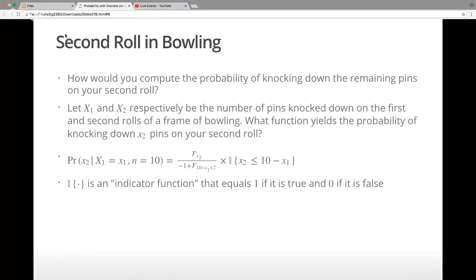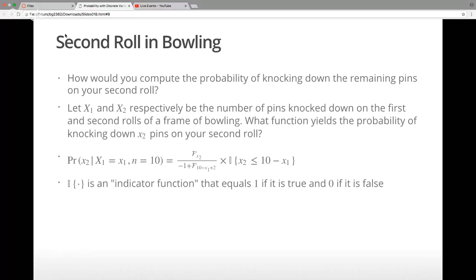and that's indicated by this so-called indicator function. So an indicator function is going to be equal to 1 if the condition inside it is true, and 0 if the condition inside it is false. So why do we need to multiply by this indicator function here?